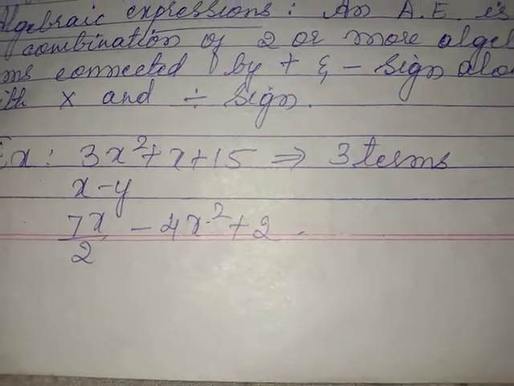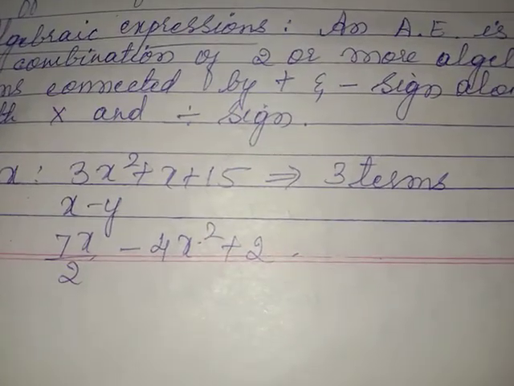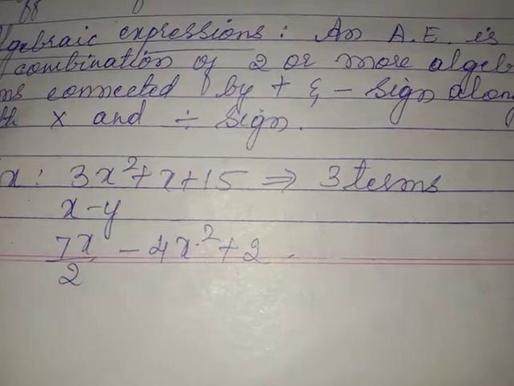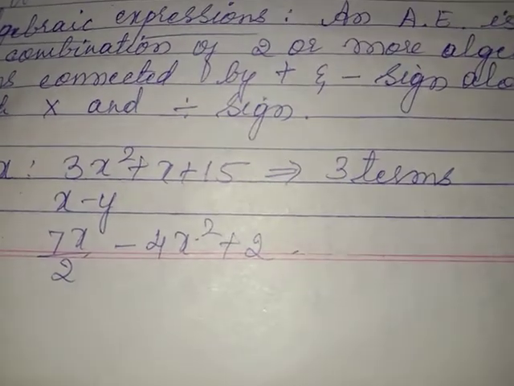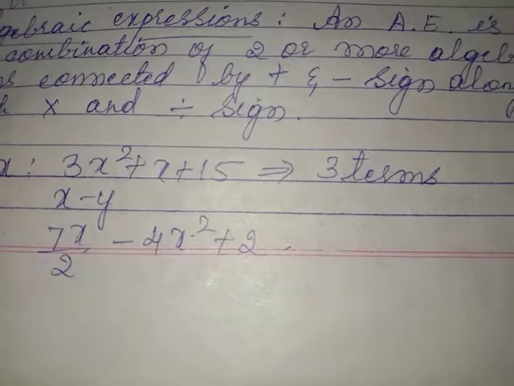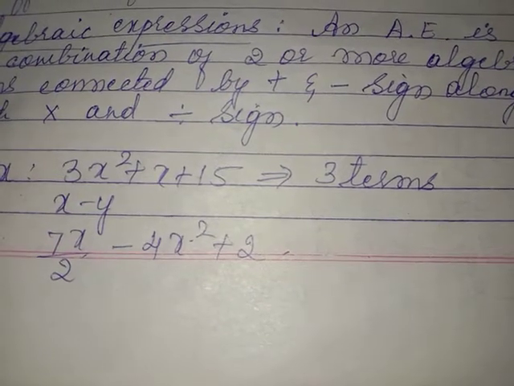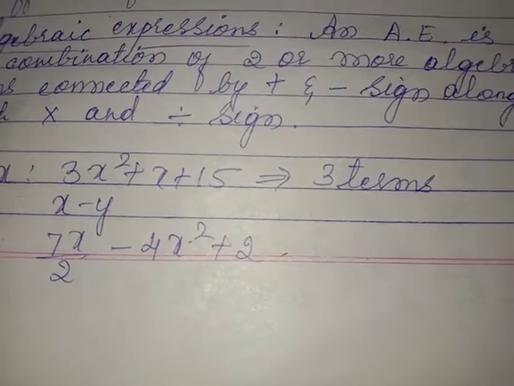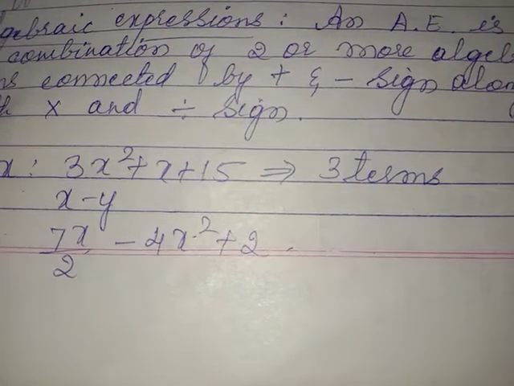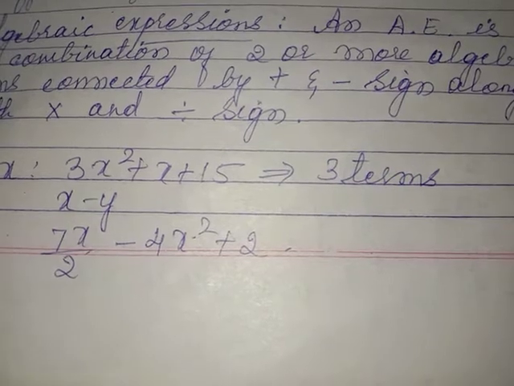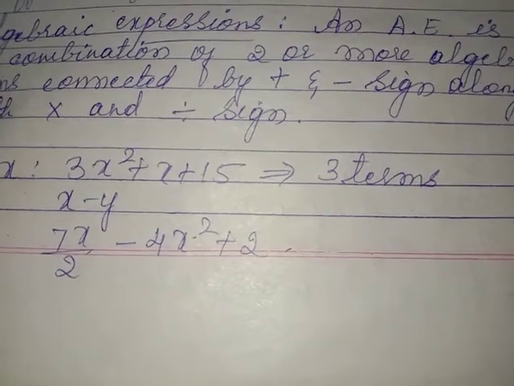Okay children, now next example I told, x minus y. In that, x and y are connected with a minus sign, so therefore it is an algebraic expression. How many terms does the algebraic expression x minus y have? It is 2 terms. Yes or no? x is one term, another term is y. So there are 2 terms.